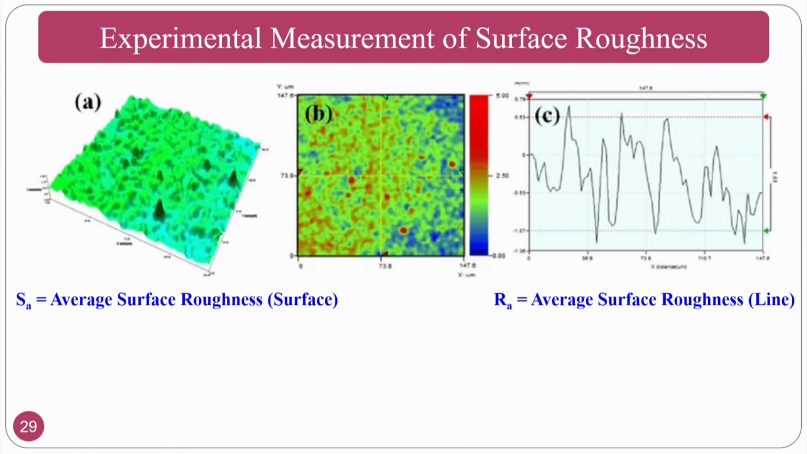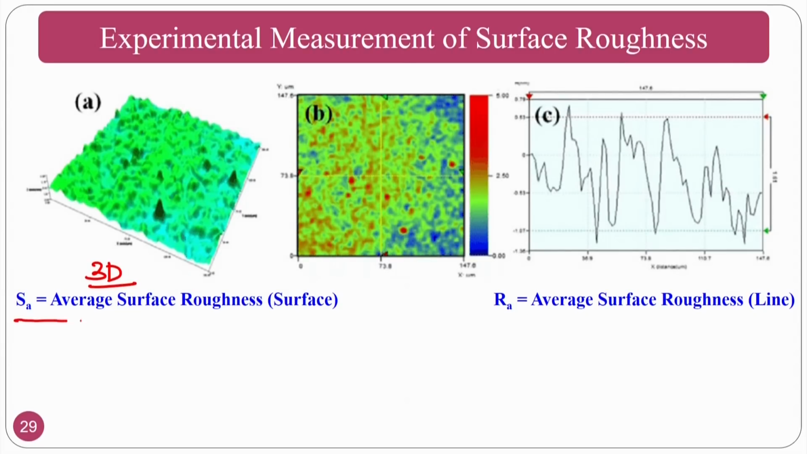This is the 3D image, where you can get the 3D average surface also. If I don't want a 2D line scan and want the surface roughness of the complete area, I can still get it. Some people indicate this as Sa, the average surface roughness. If I take a two-dimensional profile of this, the average surface roughness is done like this.